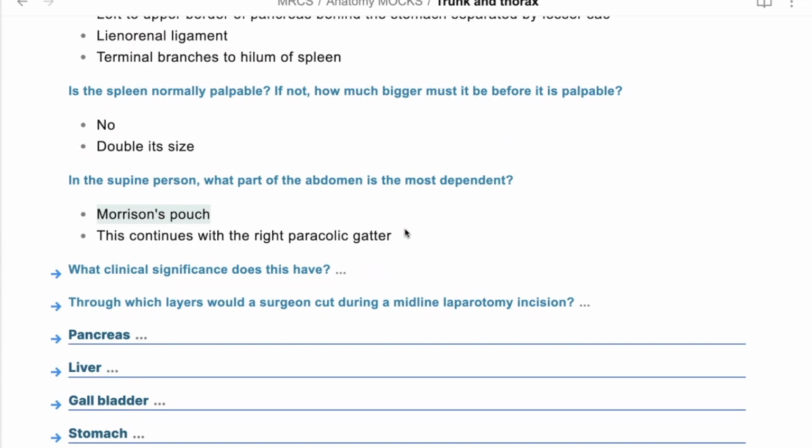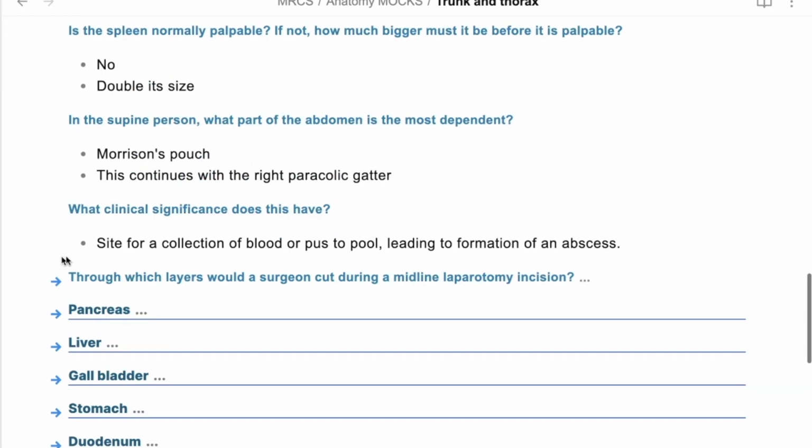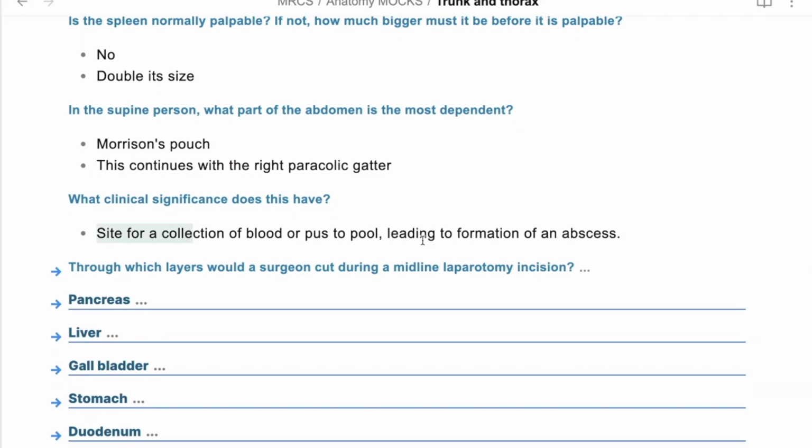What is its significance? Why is it important to know about? Sir, when there is fluid accumulation, when the patient lies down, that is the place where most of the fluid will accumulate. Correct. Yes, very well. So fluid might accumulate in this area and even lead to formation of an abscess. It's a site for collection of blood or pus, and this might lead to formation of an abscess.